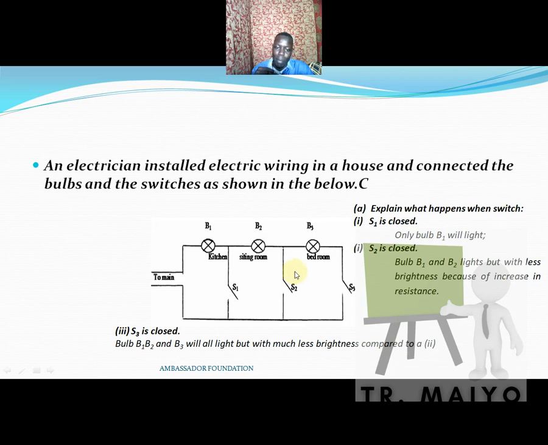Look at this particular simple circuit. An electrician installed electric wiring in a house and connected bulbs and the switches as shown in the figure below. We have the kitchen bulb, the sitting room bulb, the bedroom bulb. We have switch 1, 2, and 3 named as S1, S2, and S3 respectively. They're asking you to explain what happens when switch 1 is closed. When you close this switch here, it's only bulb 1 that will have a complete flow of current. Bulb 2 and 3 will not light. So only bulb 1 will light.